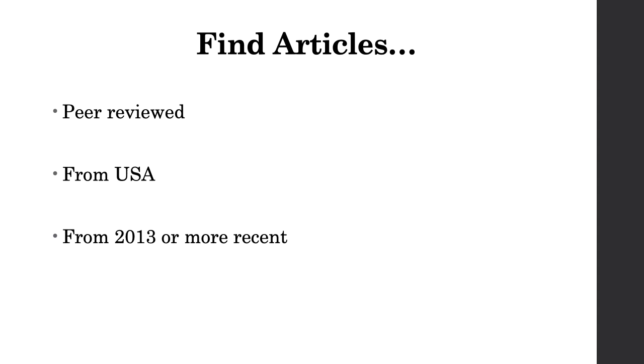Once you figure out which types of articles you need to find, please go ahead and watch the video about how to find journal articles using our USDA library. And just remember, our articles must be peer reviewed, they must be from the United States, and they must be within like the last 7 years.